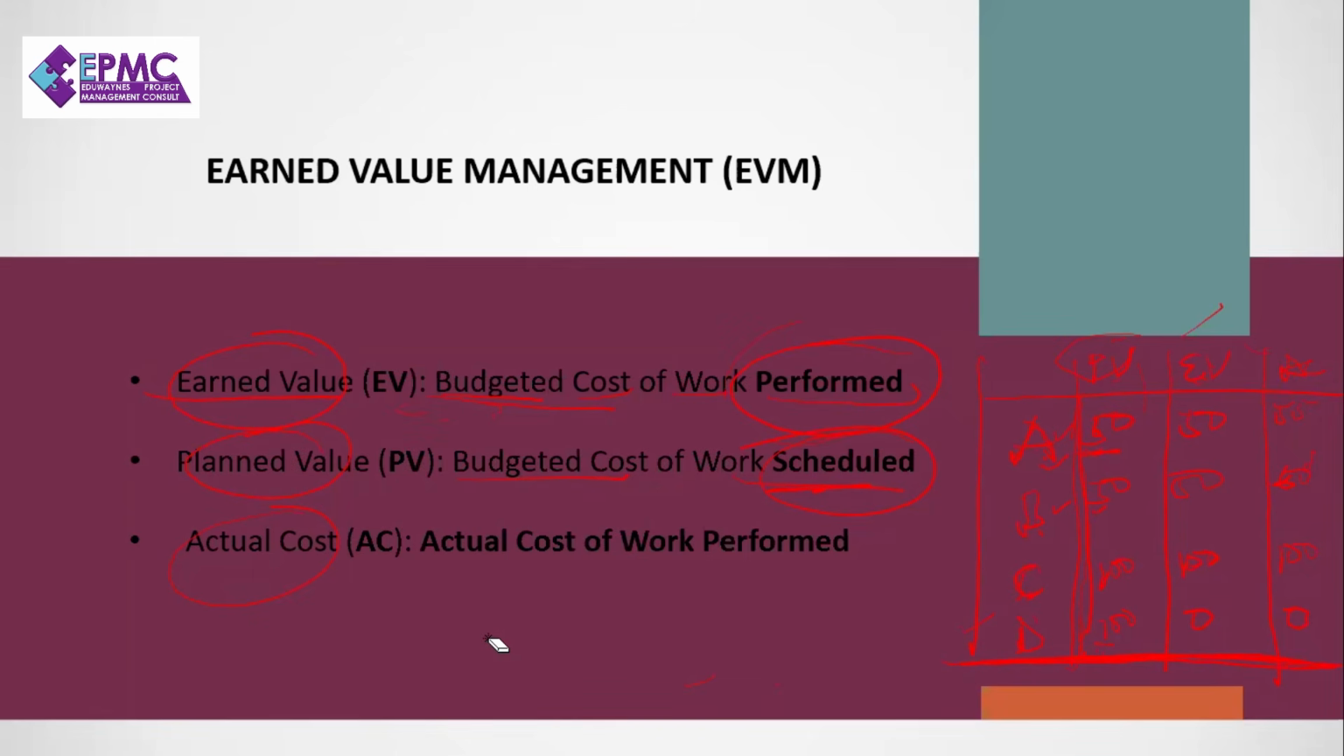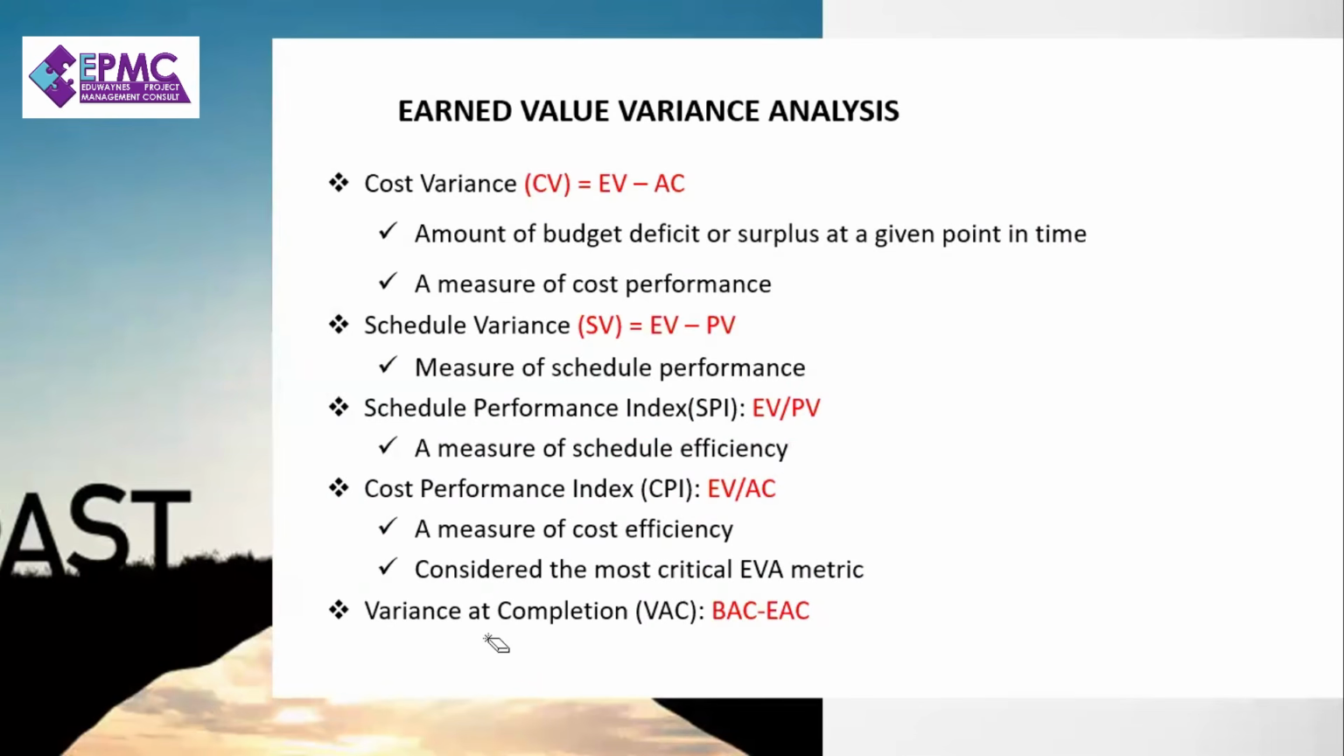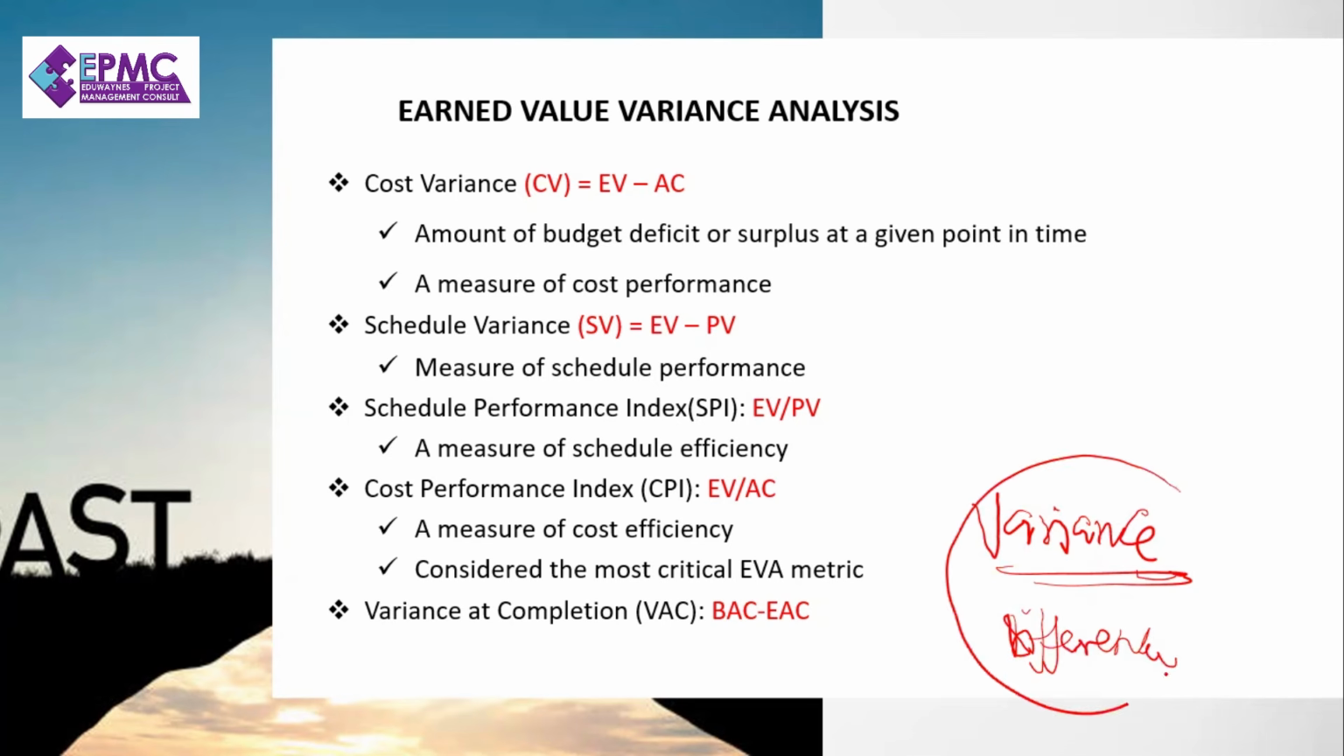Now, what we do is to come up with indices. So we use some indicators to tell us where the project sits. Okay, so we could decide to go with these ones. Cost variance. What's the meaning of variance? Difference. So you have cost variance, cost difference. So difference between your end value and your actual cost.